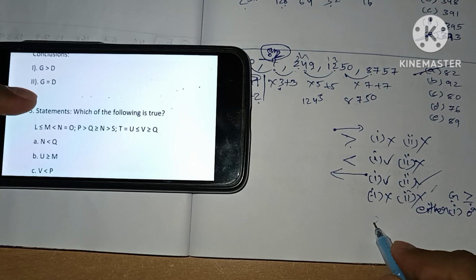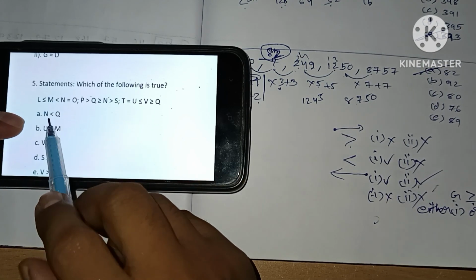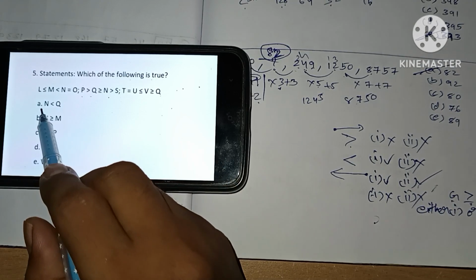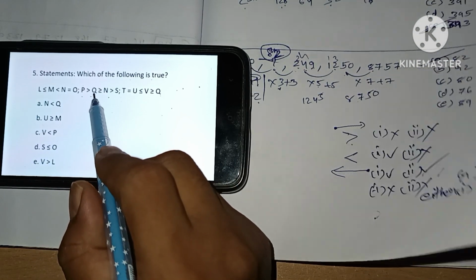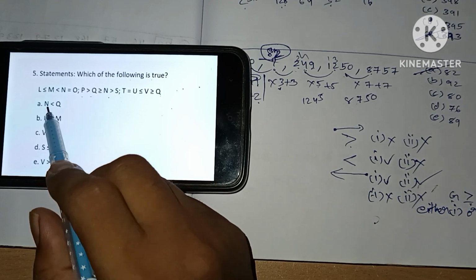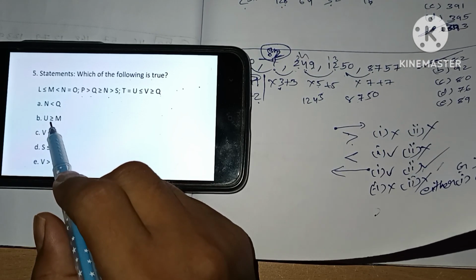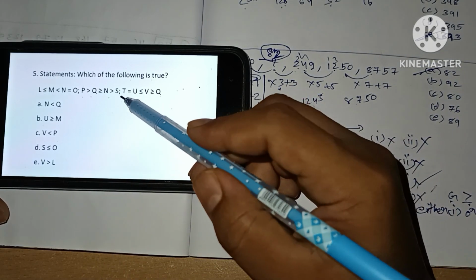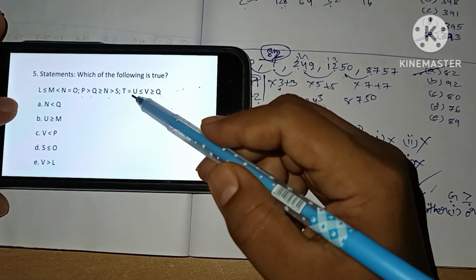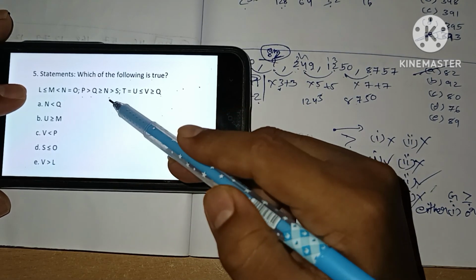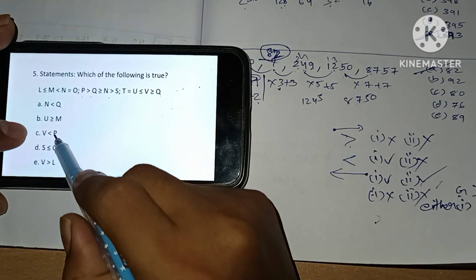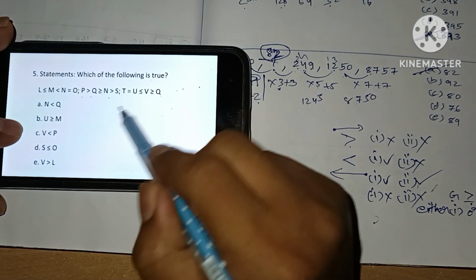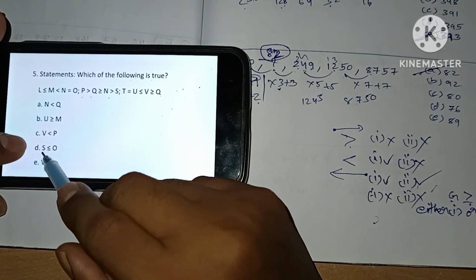Next, fifth question, which of the following is true? We need to check all the options. The flow from Q to N, is it true? From Q there is equal to here, so first one is false. From U to M with everywhere equal to. From U we can reach to T, but none of the other. So second one is false. The flow from P to V. From P we can reach to Q. From Q we cannot reach to V. This is also false.